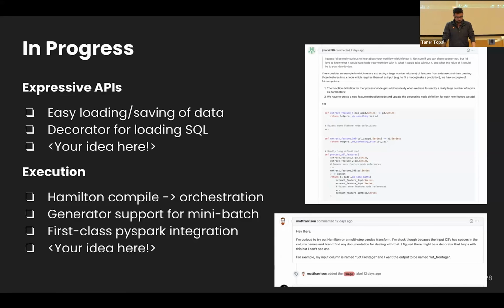On the execution side, we're thinking about how to have Hamilton be a general language that can almost compile into the orchestration framework, so that all you think about is a chain of Python functions and not the infrastructure to run on, and then we can just run it on that for you.